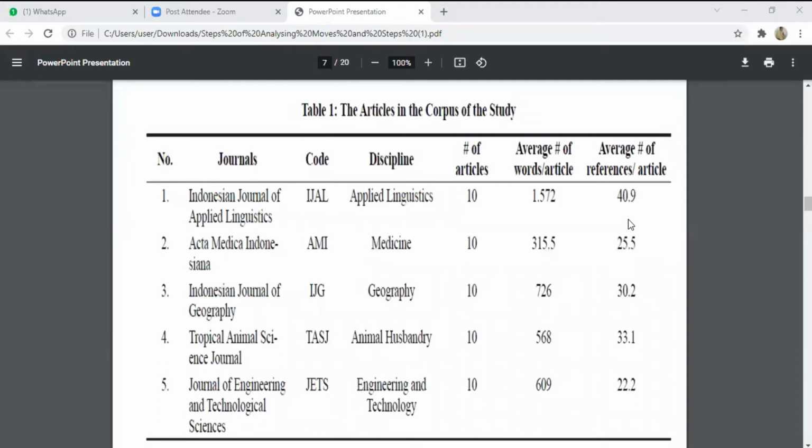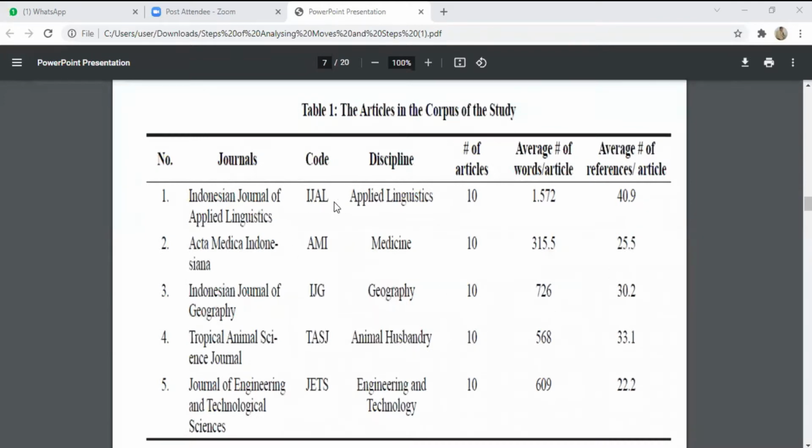You see, the most references cited are in applied linguistics, in social science. There is a reason for this. This is not just a coincidence. There is a reason for this.